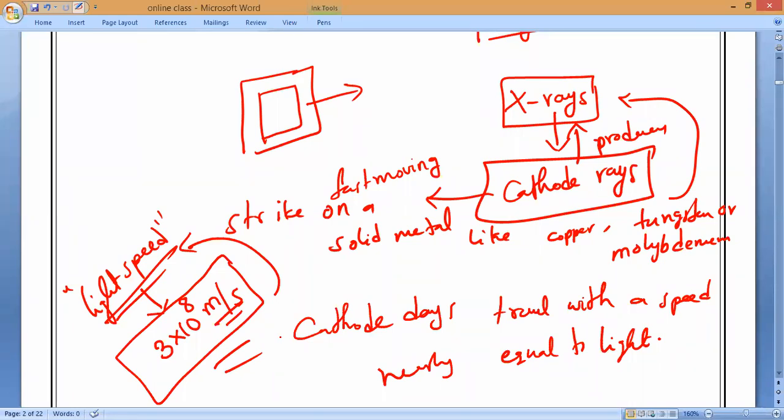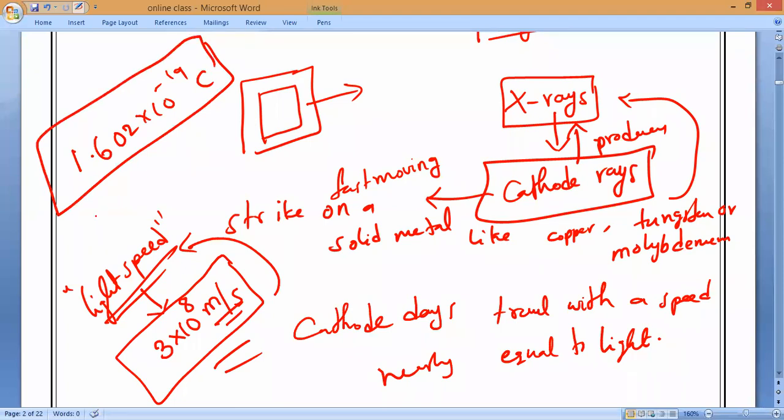Do you remember, Hari, the charge of an electron they asked in the quiz also? You might remember that. 1.602 into 10 power minus 19 coulombs. That is the charge of an electron.